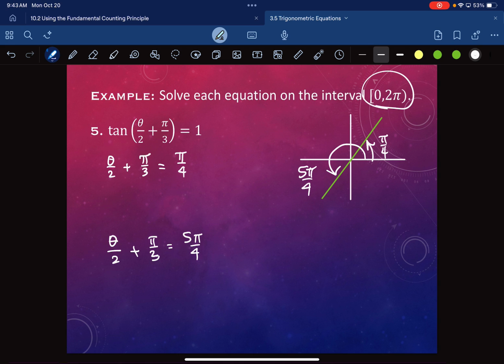So looking at the first one, theta over 2 plus pi over 3 equals pi over 4, weird numbers aside, what's the first thing I need to do? Subtract the pi over 3. So I've got theta over 2 left on the left. Again, grab a calculator if you want to, I don't care. What is pi over 4 minus pi over 3? Ooh, it's negative. Okay, negative pi over 12. We're going to have to deal with that in a minute.